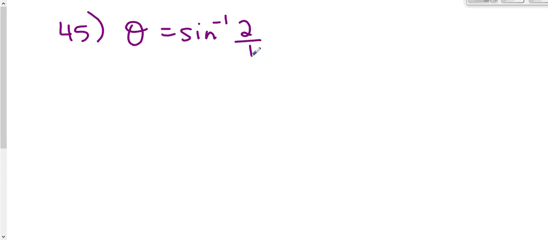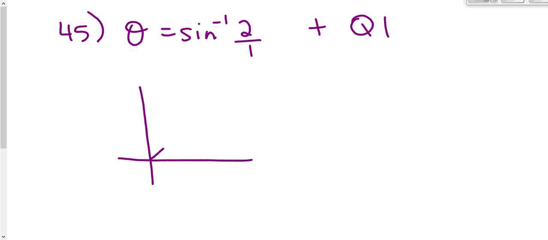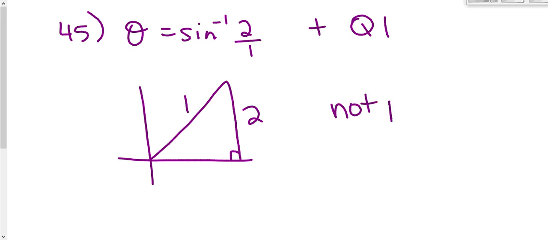One more. I think it's 45, right? 45. Theta equals inverse sine of 2. Okay, we can make that 2 over 1. It's positive, so you want to think about quadrant 1. Draw your reference triangle. So 2 on the opposite, 1 on the hypotenuse, and then you go, wait a minute, how is that even possible? They're tricking me. This one is not possible.